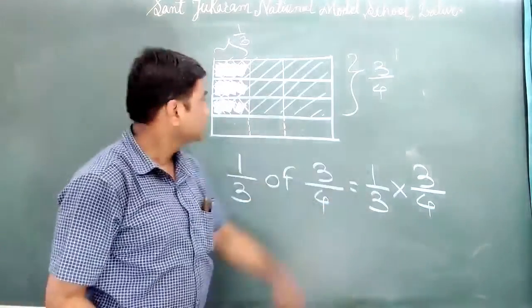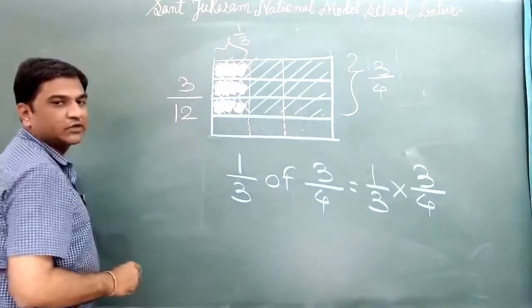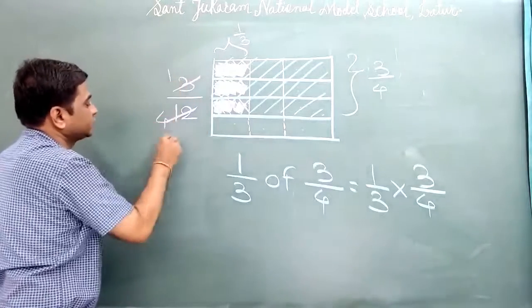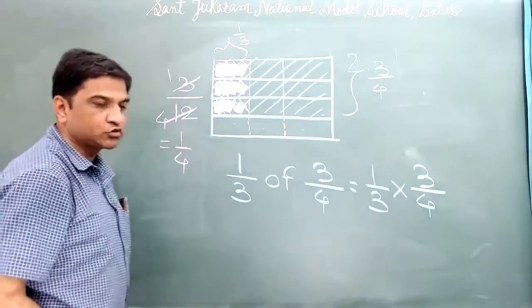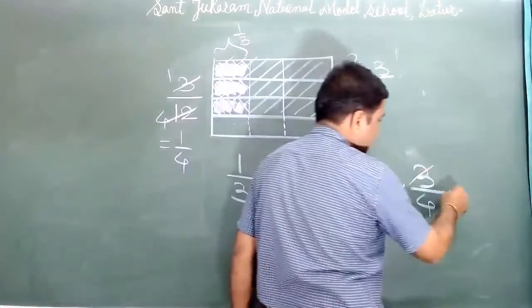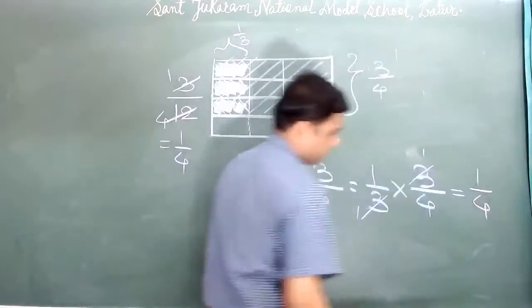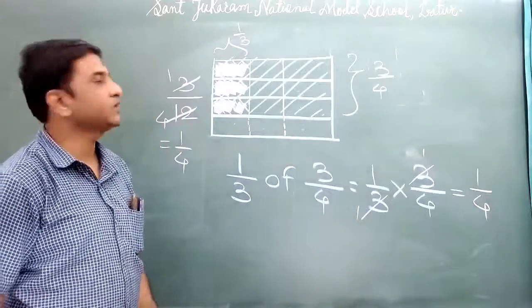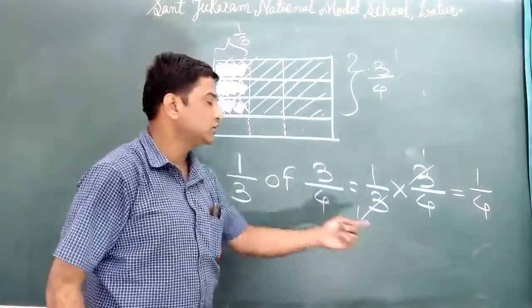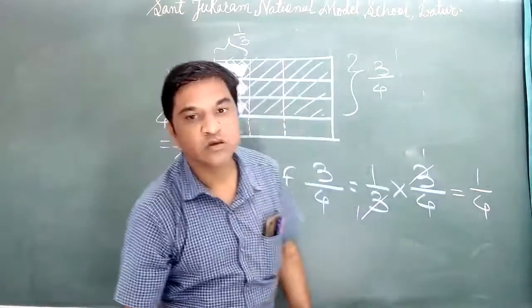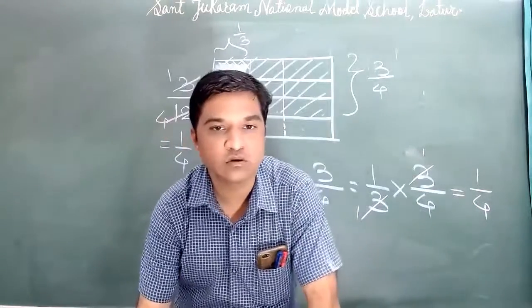Now let us see 3 by 4. We can reduce the 3 and 12 by 3, getting 1 upon 4. Here we can cancel out 3 and 3. Three ones are 3, three fours are 12. What we get is 1 by 4 as the fraction that we are considering. So 1/3 of 3/4 is nothing but 1/4 of this particular rectangle. So this is about the multiplication of fractions.